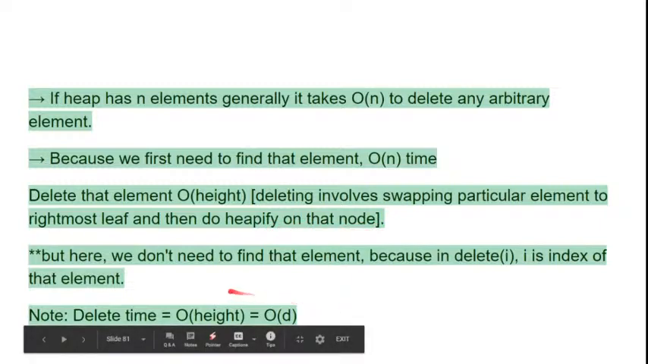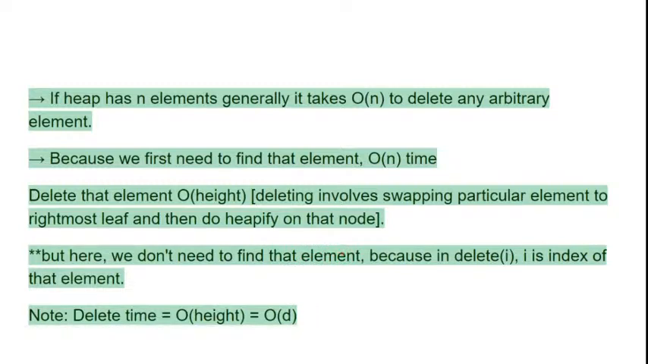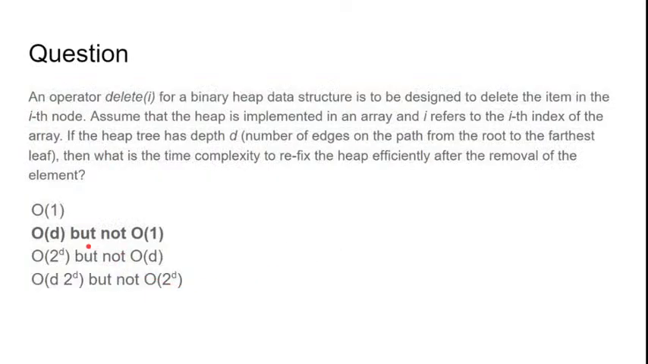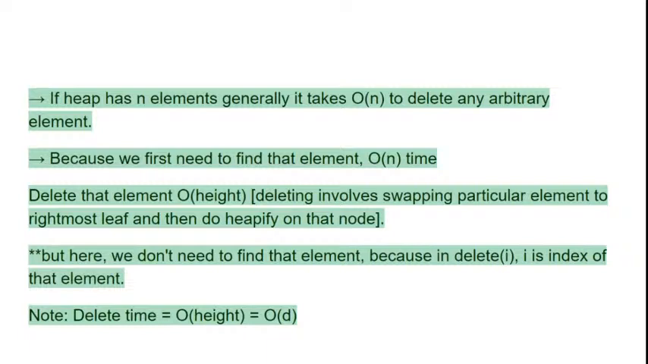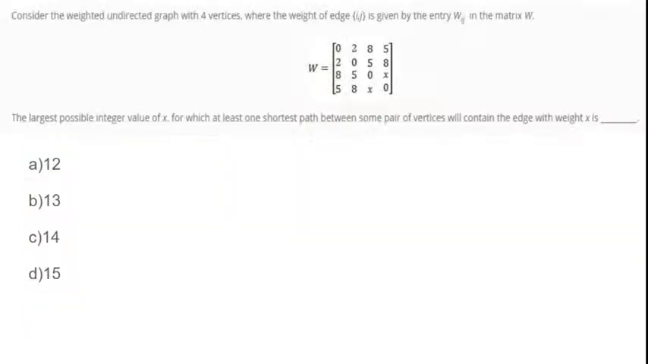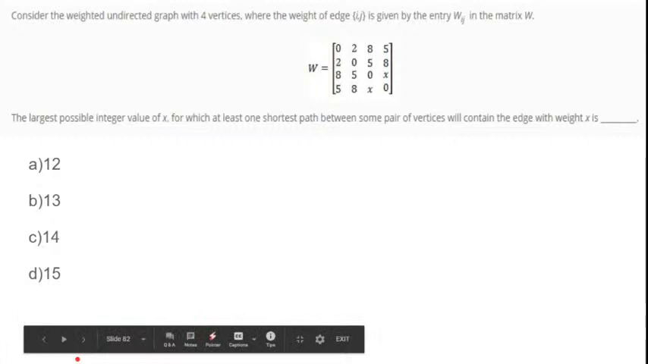But here we won't need to find that element, because the delete takes the index, and delete of i is the index of that element. So delete time O of height is equal to O of d. Here we are deleting the element with the index, so O of height is O of d. Okay, so O of d but not O of 1. So the correct option is the second one, O of d.